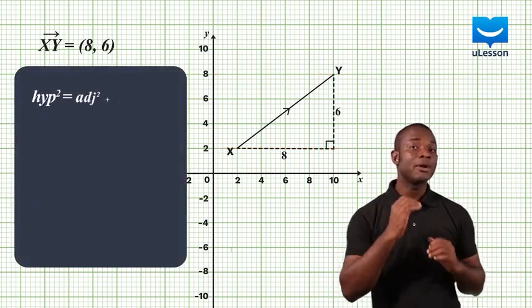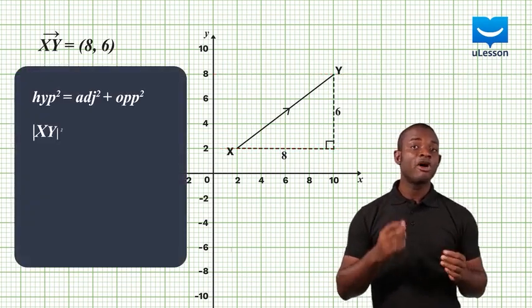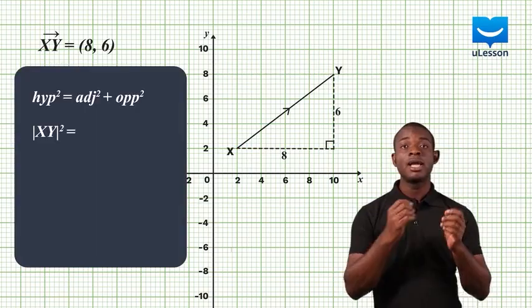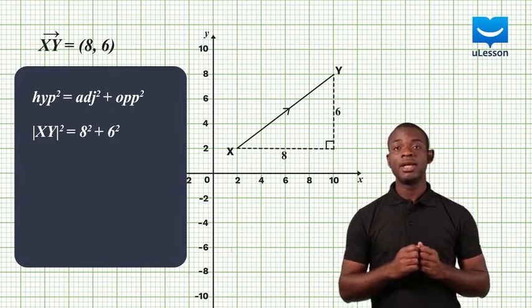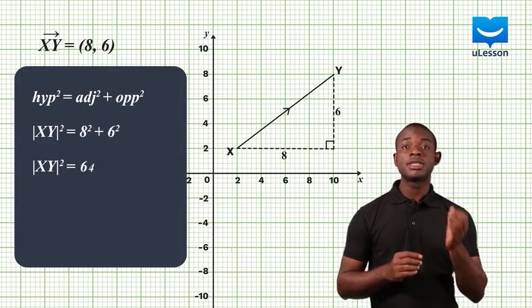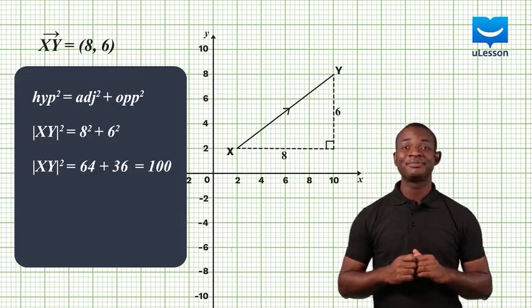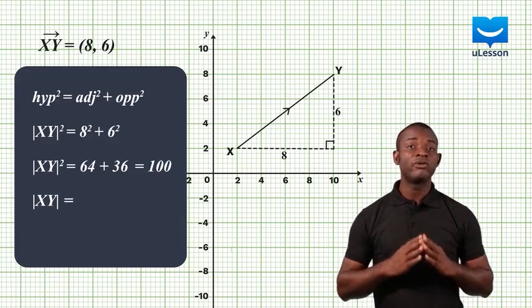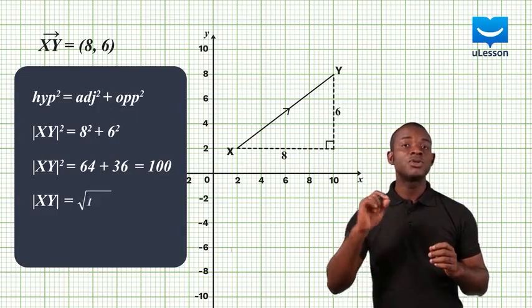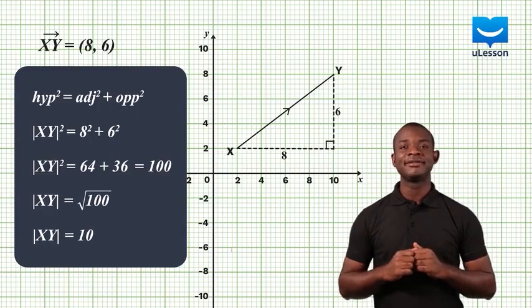Therefore, by the Pythagoras theorem, the square of modulus of xy equals 8 squared plus 6 squared, which is equal to 64 plus 36, and this will give 100. Hence, the modulus of xy is equal to the square root of 100, which is 10.